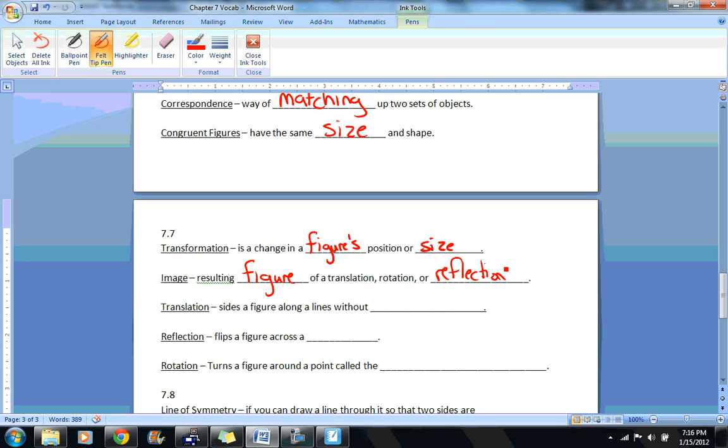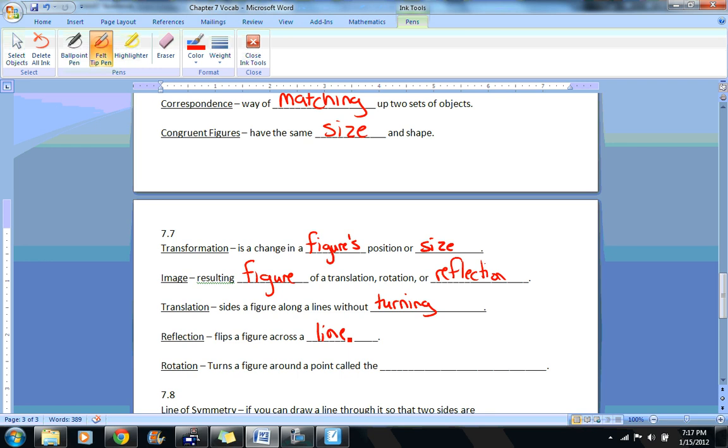Okay? A translation is sliding a figure along a line without turning it. So it'll be in the same orientation as before, but it'll just be moved farther. So translation will be the easiest. Reflection is flipping it across a line, and that will be like a mirror reflection. So if you see yourself in the mirror, you know how your hands will feel like they're backwards and stuff like that. That's a reflection. And the rotation is turning a figure around a point.